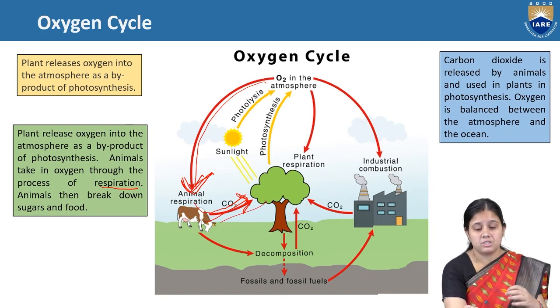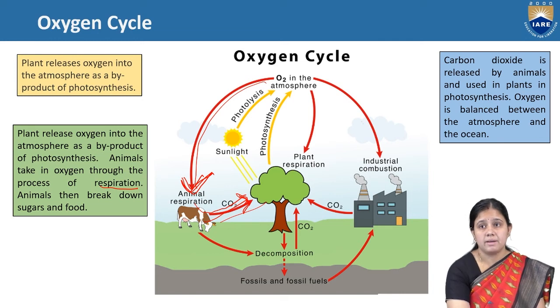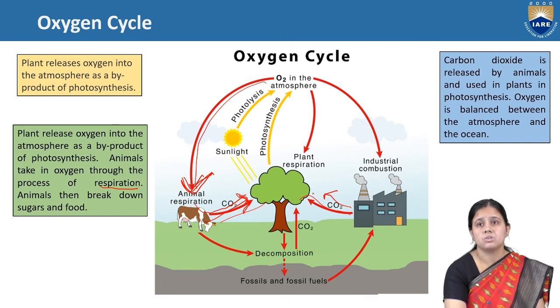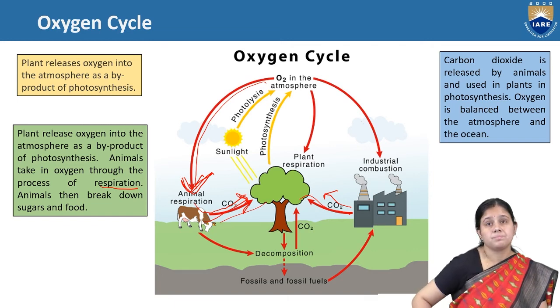Through plant respiration, they will absorb oxygen into the plant. Then it again comes to industrial combustion, and from industrial combustion carbon dioxide is released, and then it is used by the plant. This is the main theme of the oxygen cycle.